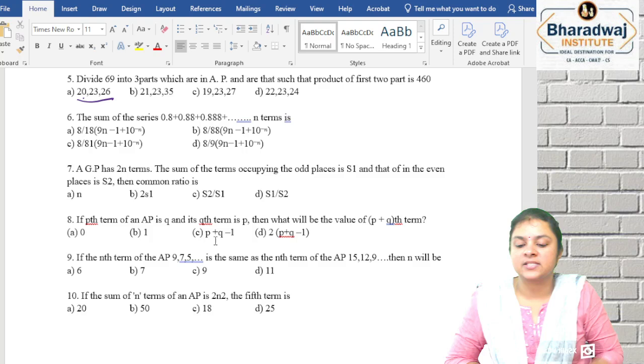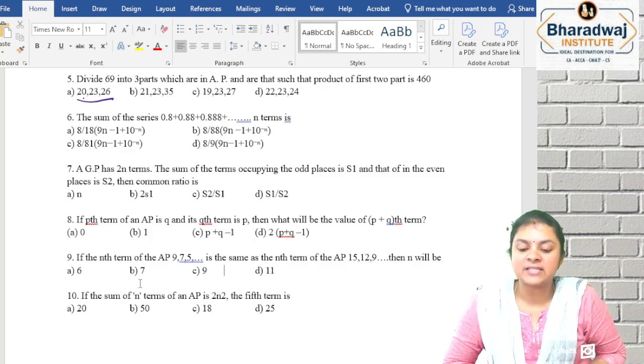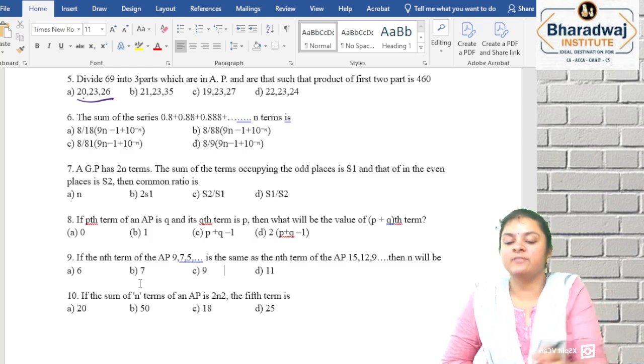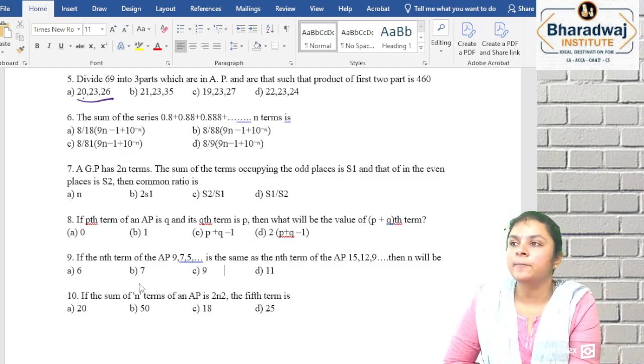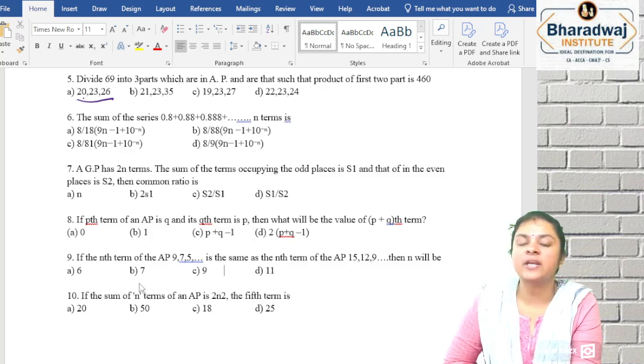Okay? Next, ninth question. The nth term of the AP 9, 7, 5 is the same as the nth term of the AP 15, 12, 9. What is N? Equate the two equations, where in the first AP A is equal to 9 and D is equal to minus 2, and in the second equation A is equal to 15 and D is equal to minus 3.